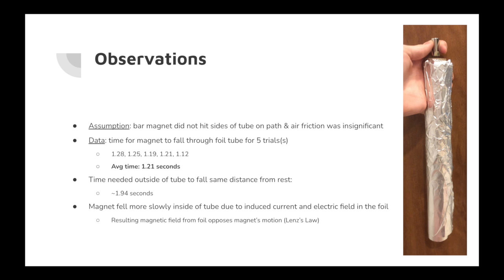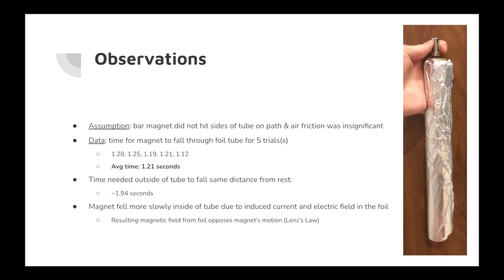So the procedural setup is shown to the right, with the foil tube and dropping the bar magnet with the north pole facing down into the tube. Some assumptions that we made in this lab were that the bar magnet did not hit the sides of the tube on its path in, and air friction was insignificant.